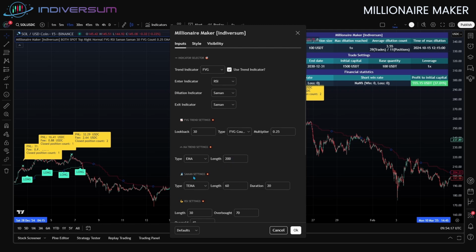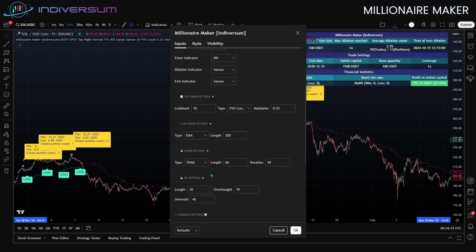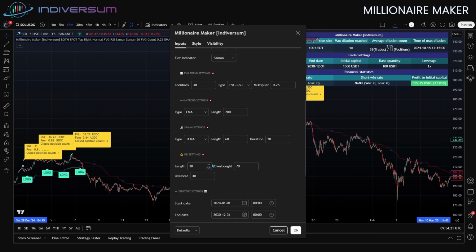Let's talk about the Sumon and RSI settings. If you've chosen Sumon as your entry, exit, or dilution indicator, you can adjust the type of moving average it follows, the length and duration, meaning how many candles it looks back to generate signals. If you're using RSI, you can tweak the RSI length, the overbought and oversold levels.